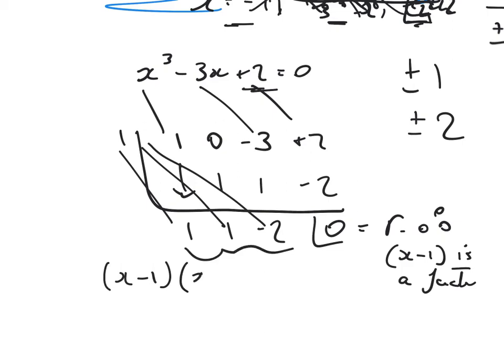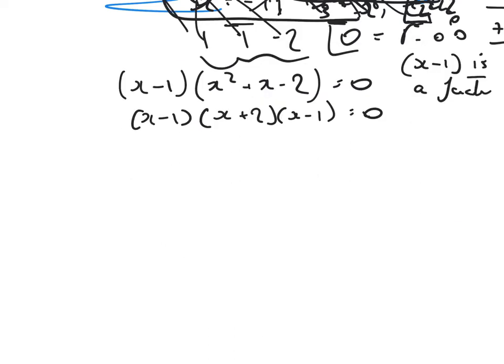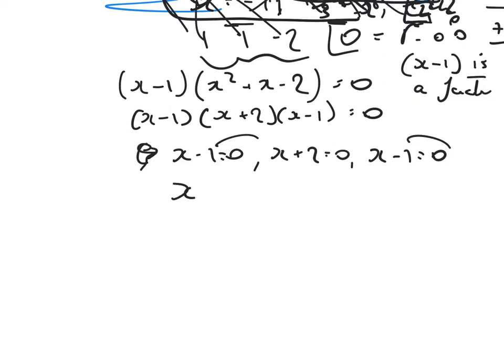And down here we've got x squared plus x minus 2 is equal to 0. Two numbers that multiply give minus 2, add together give 1. So that will be x plus 2 bracket x minus 1 is equal to 0. So that will give me x minus 1 is equal to 0, x plus 2 is equal to 0, or x minus 1 is equal to 0. So I've got a repeated answer there of x equals 1 and x equals minus 2.